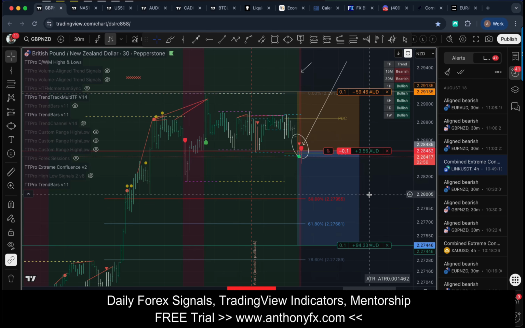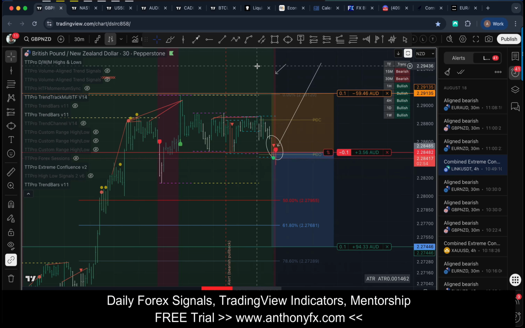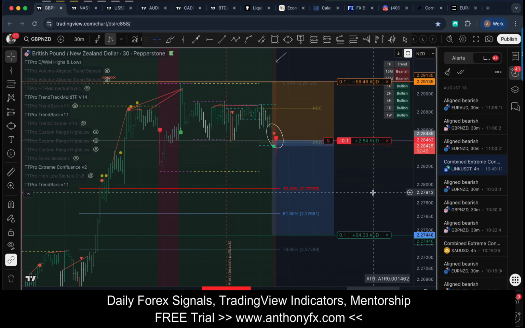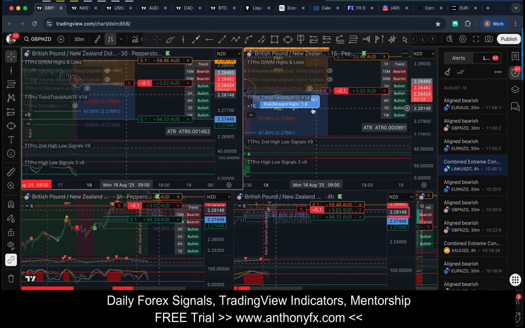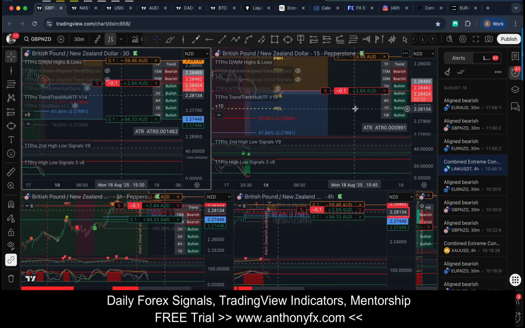But, again, it could be a shallow pullback and then it rallies, right? Because we're going against the trend. So, want to be really careful. But how do we know when to exit this trade? Got to keep an eye on these two indicators here on the 30-minute and the 15-minute. Oh, and there's something else I want to show you as well.